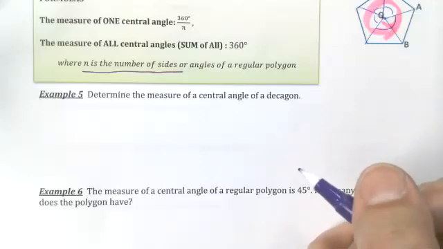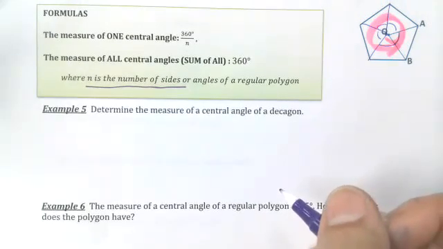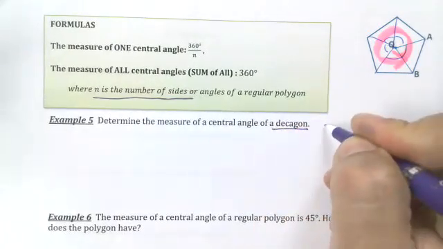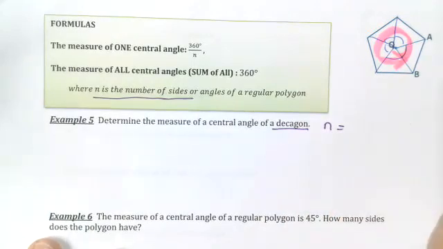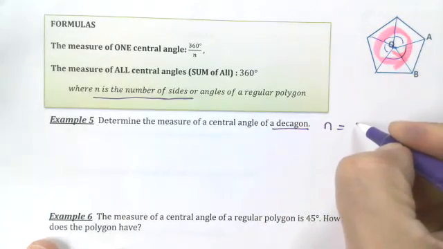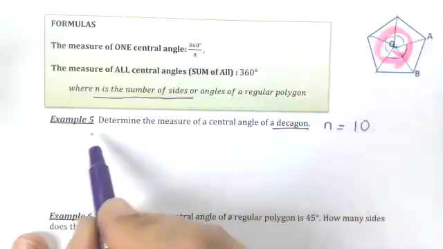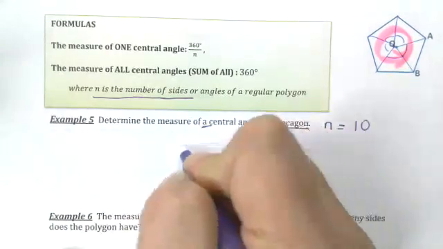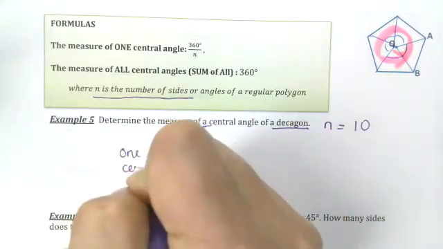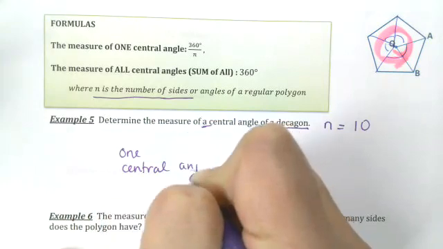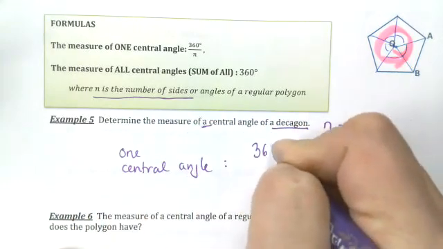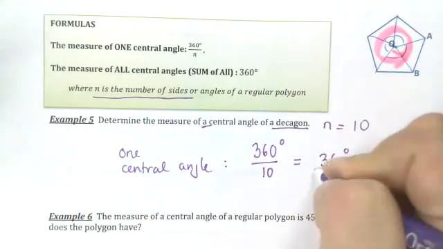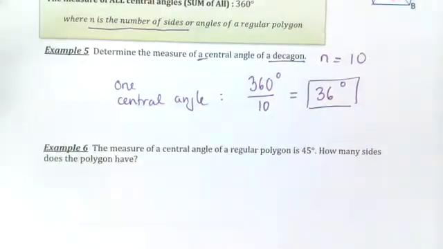No? Okay. So determine the measure of a central angle of a decagon. So again, decagon, we need to know how many sides. Deca is 10. Okay. So the measure of a central angle, so just one of them, 360 divided by 10 is 36 degrees.